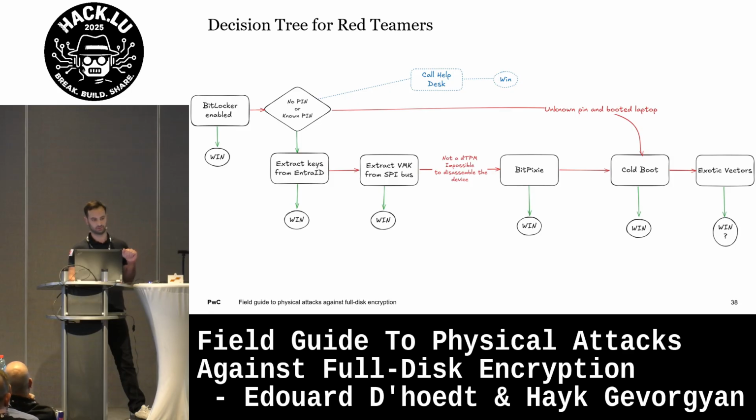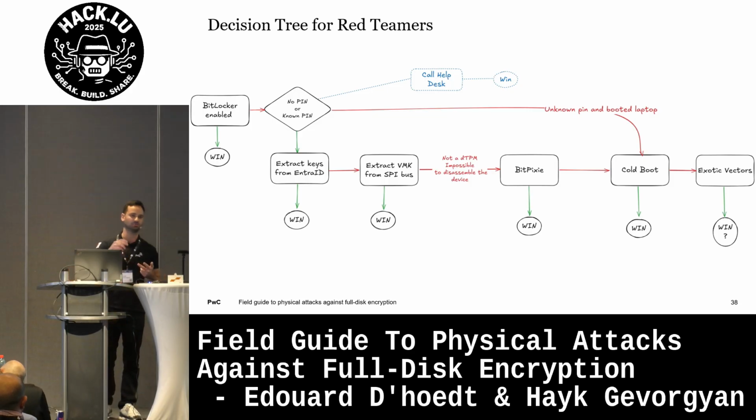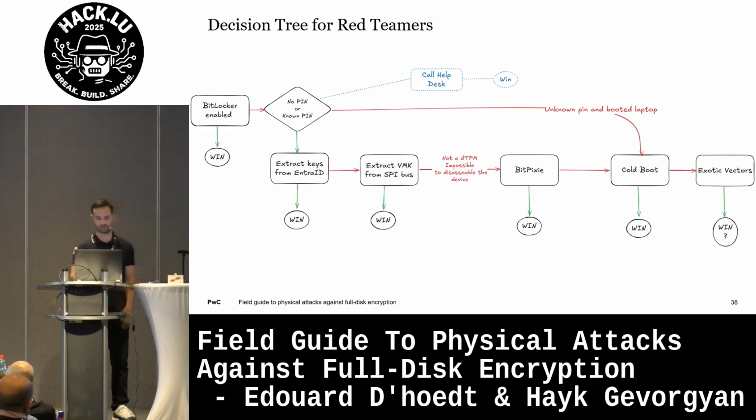Then the attack that we just did here is extract the VMK from the SPI bus. If there is a PIN, there is a way to decode it. If there is no PIN, there is another decoder for it. We didn't have a PIN here. If it's not a dTPM, or if it's impossible to disassemble the laptop, like the Microsoft Surface, which has strange plastic over it and you cannot really disassemble it, there is the BitPixie way. Also, if it works, then again a win.